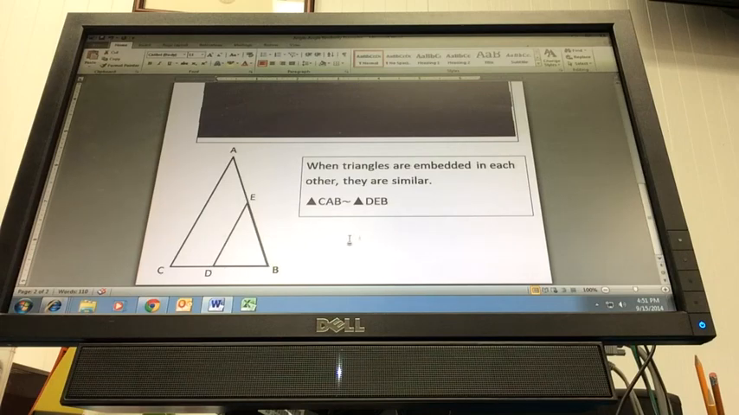And when you come to class tomorrow, we're going to talk more about what that means, proving that the angles are similar. It's going to help us in finding missing sides.